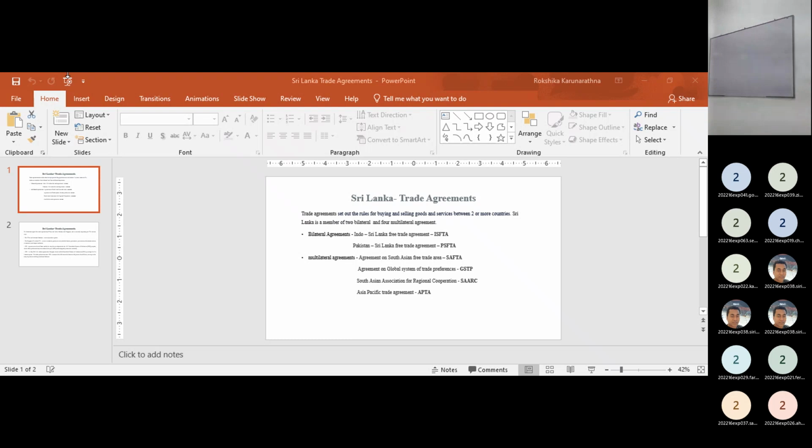Now team number 7. Who are the members of team number 7? Only 4 of you. 5 of you. You can come forward. So now we're going to talk about the issues and the recommendations.